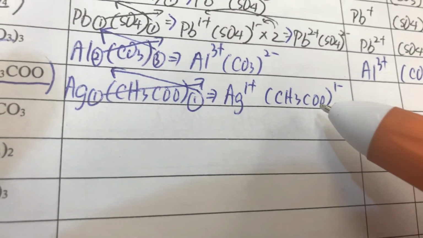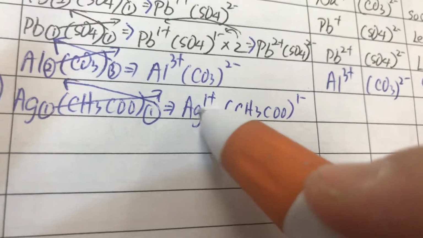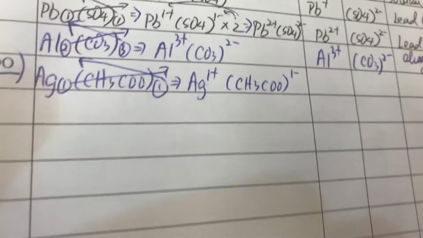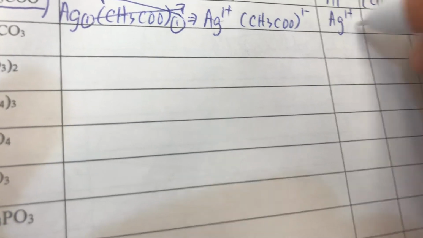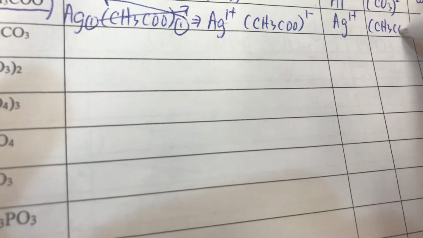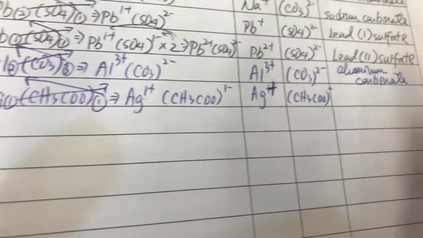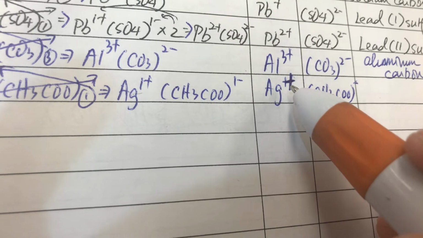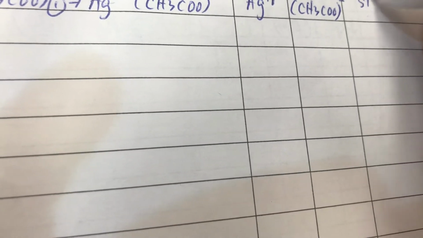Okay, so I got Ag 1+, (CH3COO) 1-, and again we check the charge of the anion. Acetate is -1. Okay, so I'm good. So silver is 1+, so I'm good. So Ag 1+, (CH3COO) 1-. I'm sorry, there's no 1 here, so it's just Ag+, and then this is minus. No 1 here. So the name will be silver acetate.